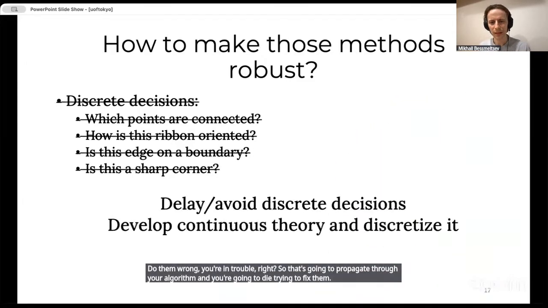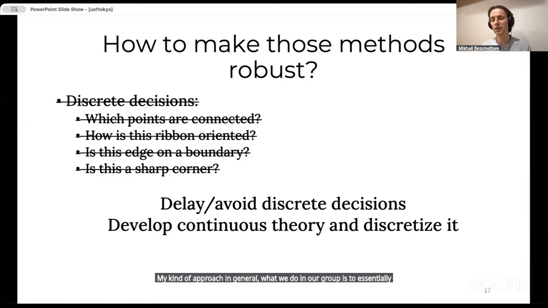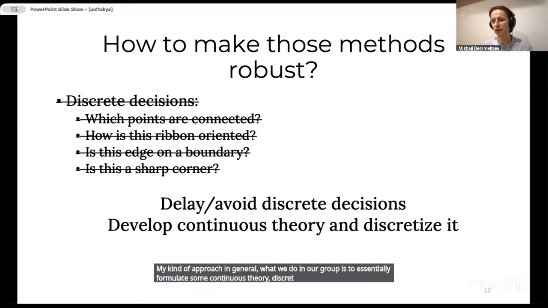So my approach in general, what we do in our group, is to essentially formulate some continuous theory, discretize it, and delay or avoid these discrete decisions altogether. So I'm going to illustrate this approach on a few examples.